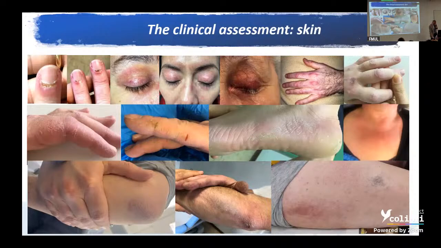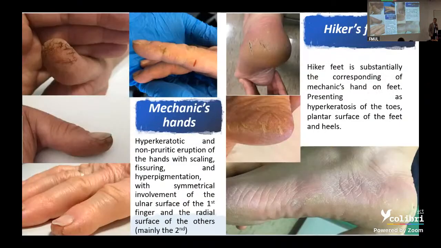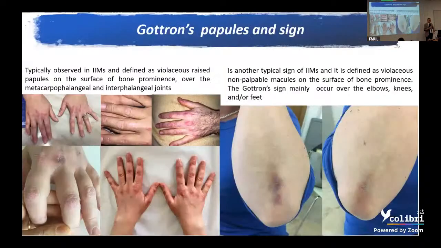We should look at skin. We should search for mechanic hands. We should search for ICAS fix, that is the corresponding of mechanic hands in feet. We should also look at Gottron papules and sign. Gottron papules may be of different redness. It is not mandatory that they are fully red. There may be different gradations of the color.